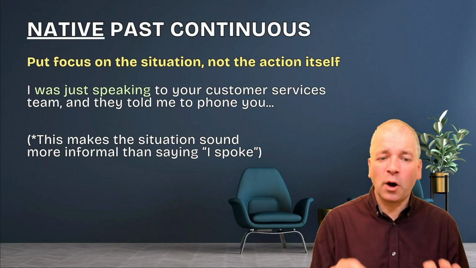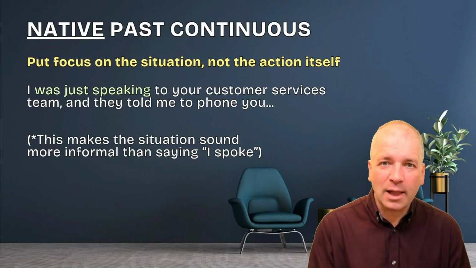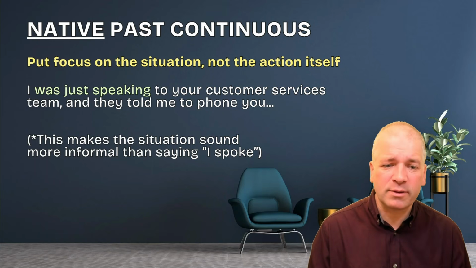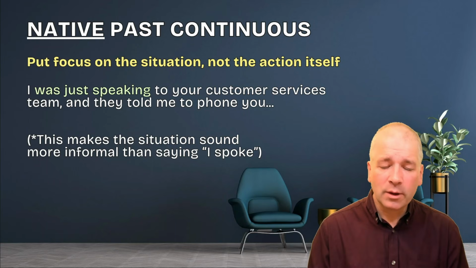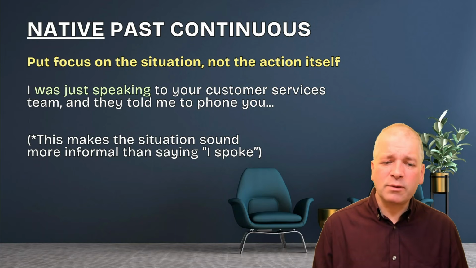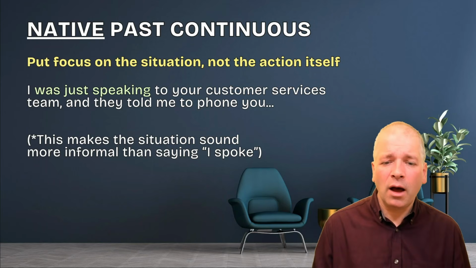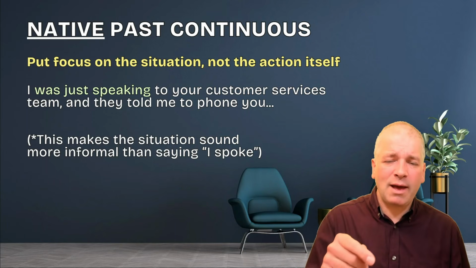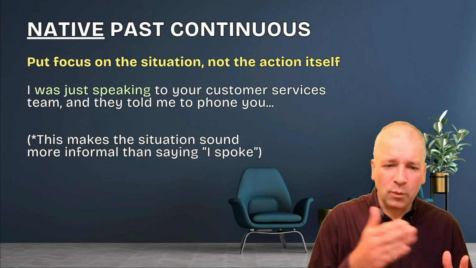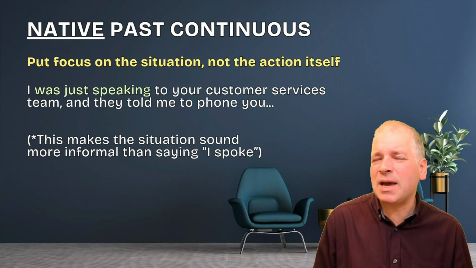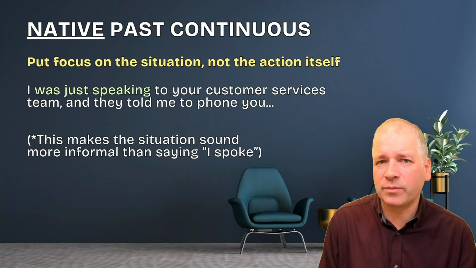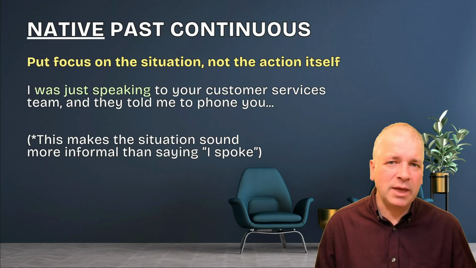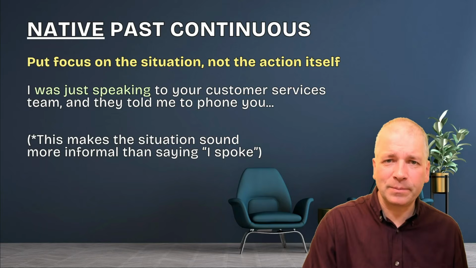If you want to put a focus on the situation, not the action itself, then you could use the past continuous for this. I was just speaking to your customer services team and they told me to phone you. So I was just speaking. Well, this makes the situation sound more informal than saying I spoke. If I say I spoke, then I am giving emphasis to this action of that I spoke with them. If I say I was just speaking, it makes it sound more like it's a passing thing. It wasn't such a big deal. And that's one way of perhaps being less direct when you report things.